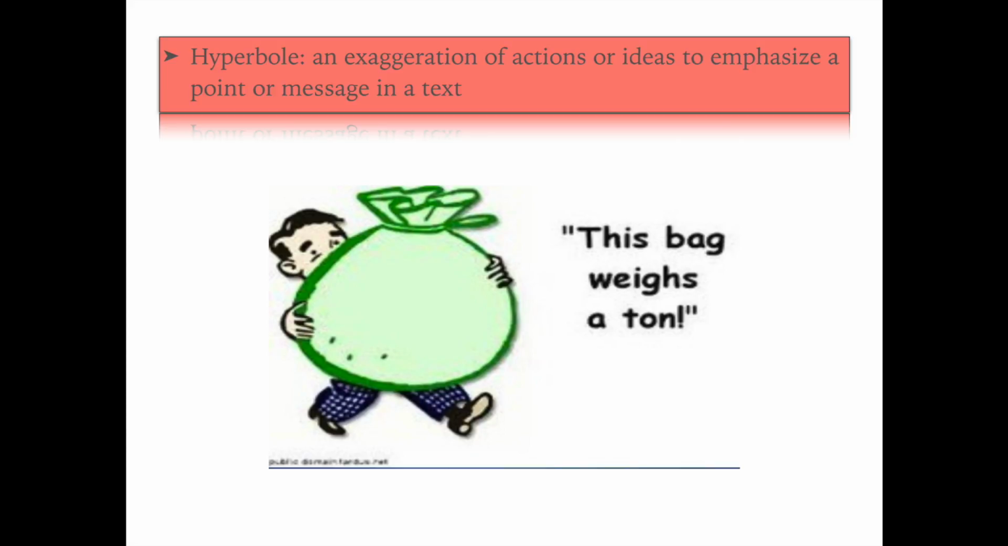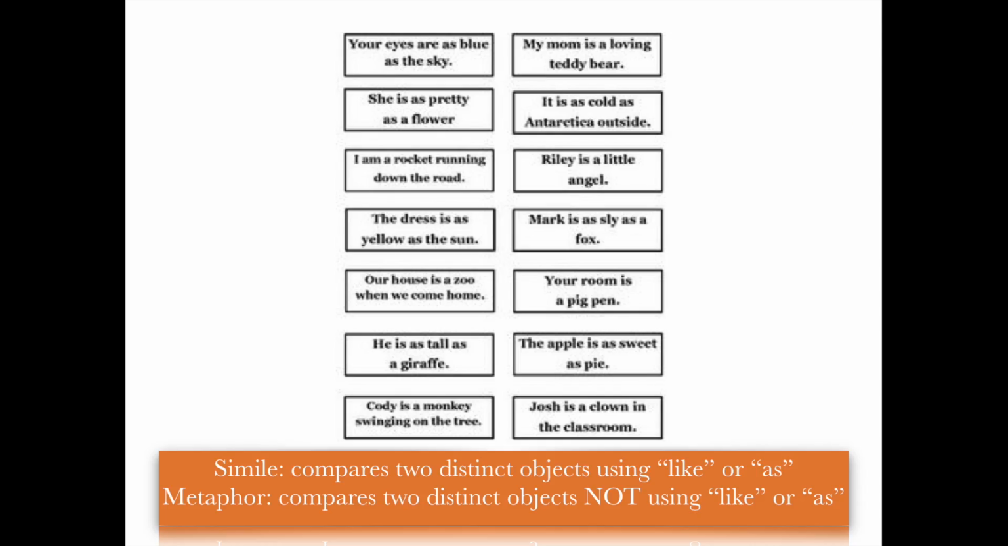A hyperbole is an exaggeration of actions or ideas to emphasize a point or message in a text. The hyperbole is important because the author is trying to get the reader to understand the situation by exaggerating the circumstances. An additional example of a hyperbole is, I've got a million reasons not to go. Million reasons is obviously an exaggeration. The third and fourth techniques we are focusing on are similes and metaphors.